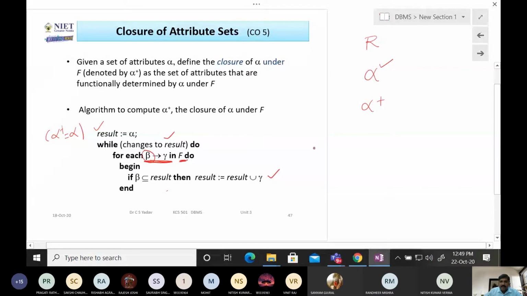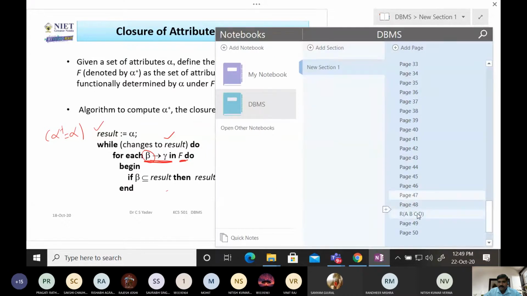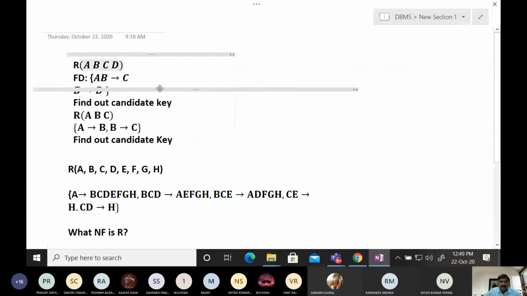Now I will explain this algorithm with the help of a numerical problem. See here. This is a question. R is given. There are 4 attributes A, B, C, D, and the FD set is AB determines C and B determines D. Then find out the candidate key.